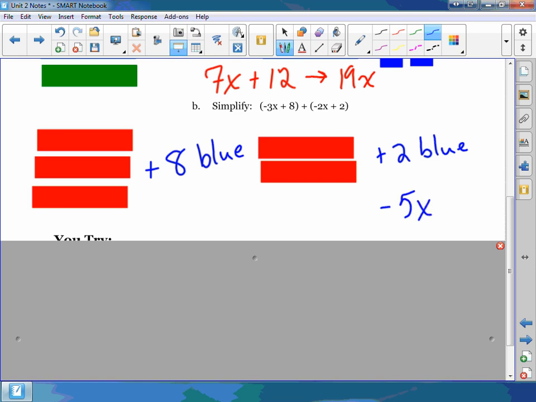I've got 5 of these red bars. Each one's a negative x. There's how we get negative 5x. We've got 8 blue cubes, 2 blue cubes. That means we have 10 blue cubes. We're not pushing these together and saying, oh, well, that means that we have negative 5 plus 10 is 5. Oh, that's the same thing as just having 5 green bars. They're completely different. No, we have to stay here.